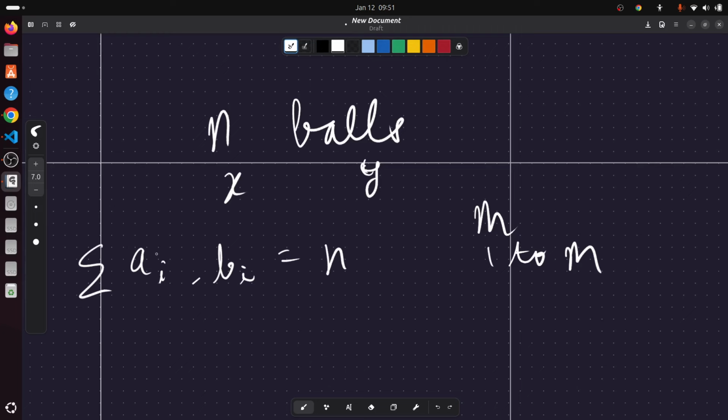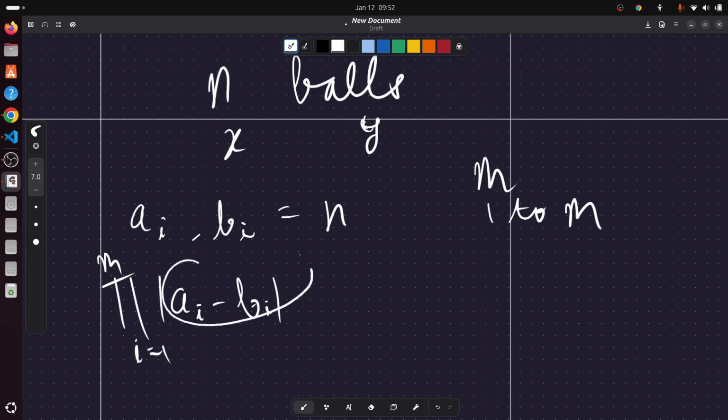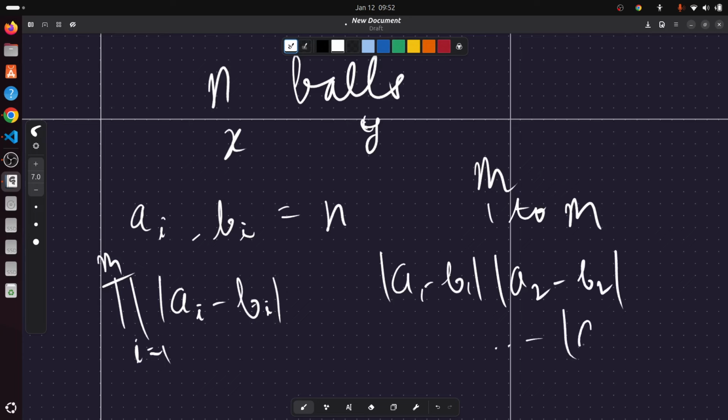So in the ith box we put ai red balls and bi blue balls, and we have to find out this quantity, the product of mod of ai minus bi from i equal to 1 to m. So basically mod of a1 minus b1 times mod of a2 minus b2, and so on up to mod of am minus bm. We have to find this product, and then find the sum of this product.